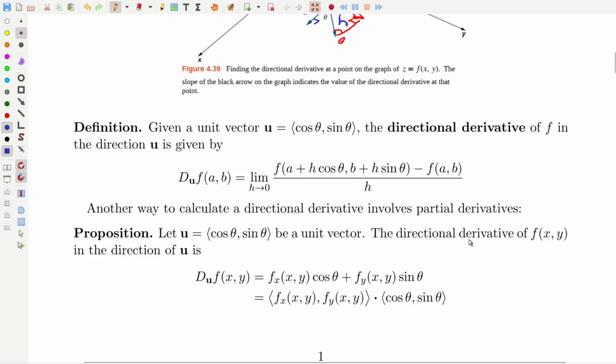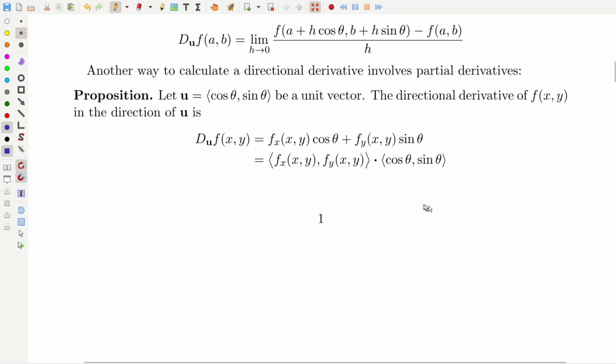It turns out that the directional derivative can be written as a linear combination in terms of the partial derivatives. So the partial derivatives that we learned are coming into play: the x derivative multiplied by the amount of travel in the x direction, plus the y derivative times the amount of travel in the y direction. And what you can do with this is notice that this can be written as a dot product, and this will be useful because this will relate to the gradient.